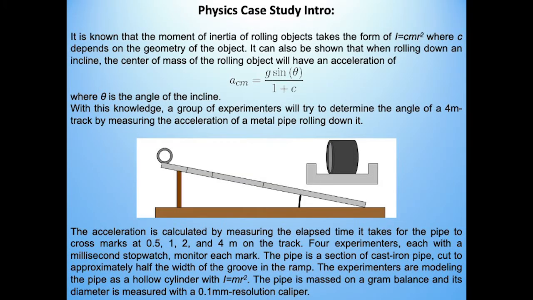We have this experimental setup. You are rolling a pipe down a ramp and figuring out the angle of the ramp from the pipe's acceleration, knowing what the moment of inertia is for a hollow cylinder. You are going to calculate the acceleration by several different people using a stopwatch to time when the pipe crosses the 0.5, 1, 2, and 4 meter mark on the track. The question is, where are all the sources of error and uncertainty in this experiment? And how are they going to affect the outcome?